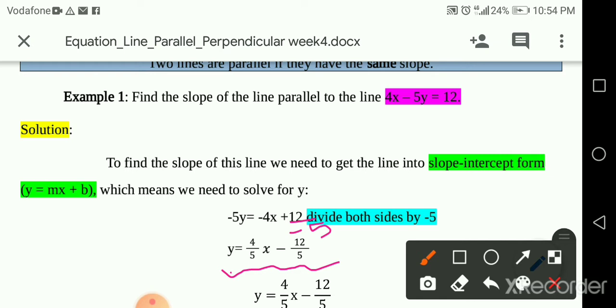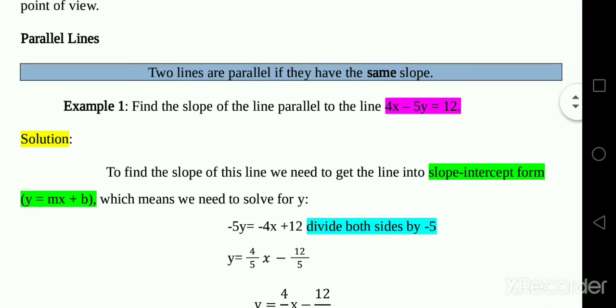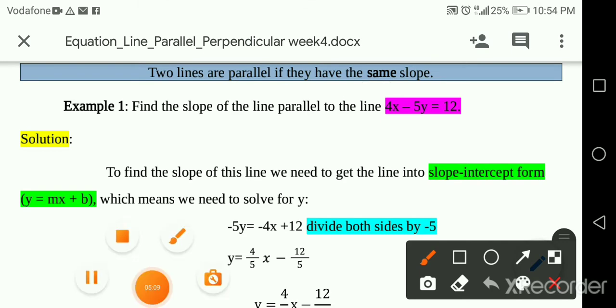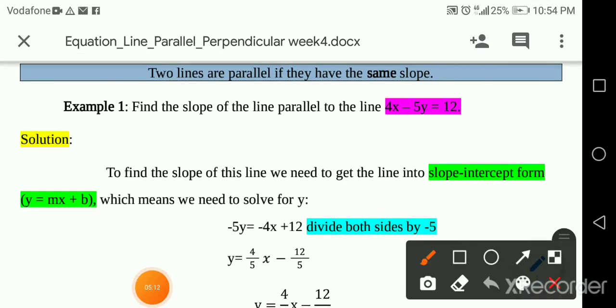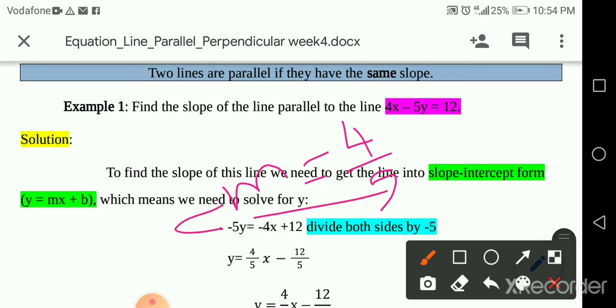After that I want to tell you something. I was making the equation look like the slope-intercept form. So where is m, the slope? It's 4/5. So m equals 4/5. This is m of this equation in slope-intercept form.